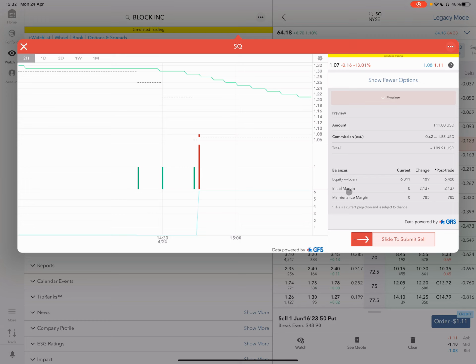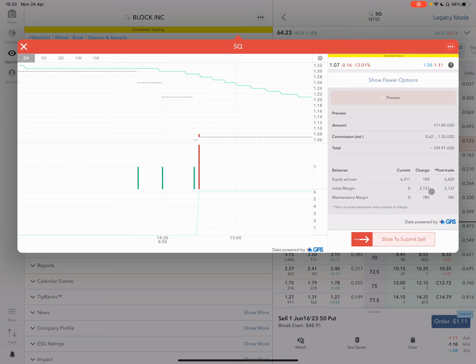Now, the next piece is initial margin. Initial margin is the value or margin that's needed to open the trade. Now, to open this trade on a cash account would be around $5,000, but you only need $2,137, which is about 40-ish%, I would say. We currently have no open positions, so our initial margin currently is 0, and then it will jump up to $2,137.